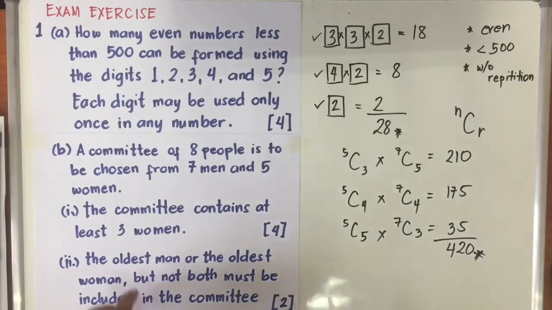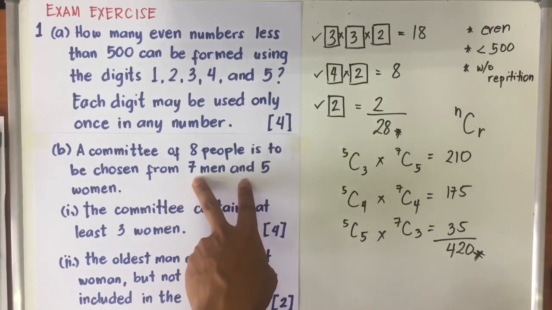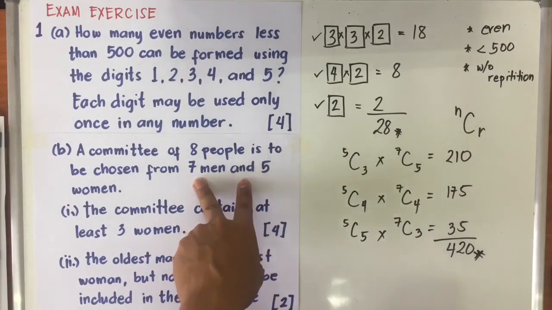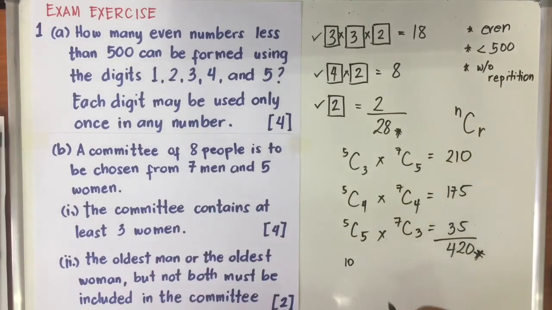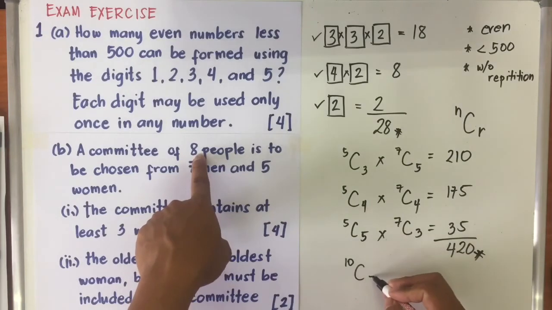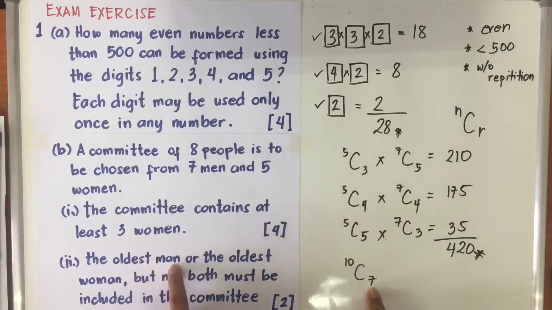Okay? So, for example, let's go to selecting the oldest man first. If I have already selected the oldest man, then how many people will I be left with? 12, right? But I cannot select the oldest woman, so I will be left with 10 items. Since I have already selected the oldest man, I will be left with 7 slots to fill in.